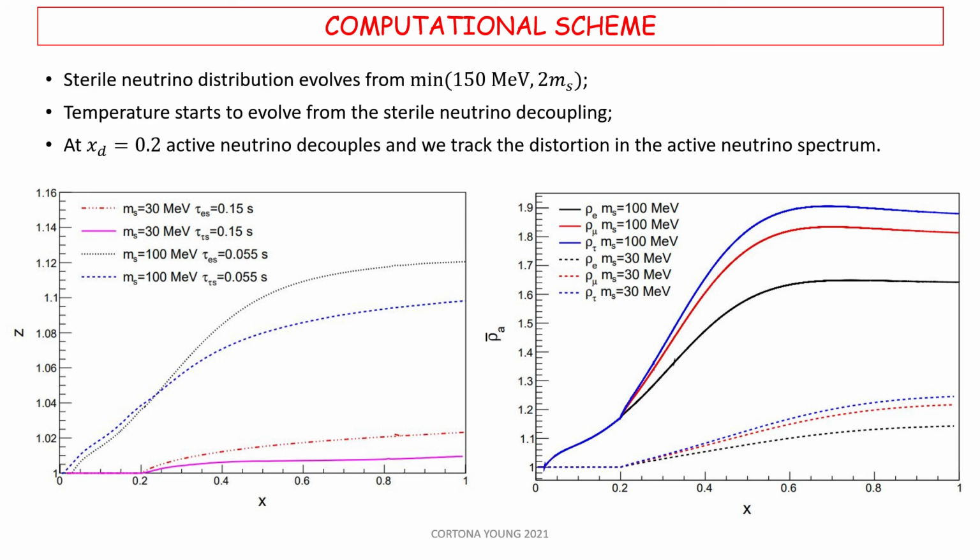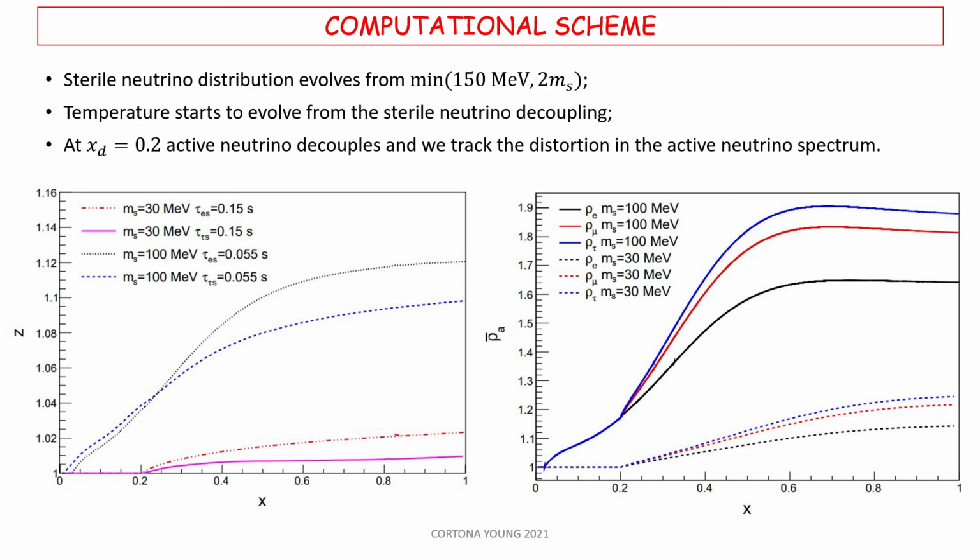We evolved the sterile neutrinos and found the decoupling. From the decoupling we start to evolve z and the temperature, and at 5 MeV we start to evolve also the active neutrino energy density, and so the active neutrino ρ, to take into account the distortion of the spectrum of the neutrinos.